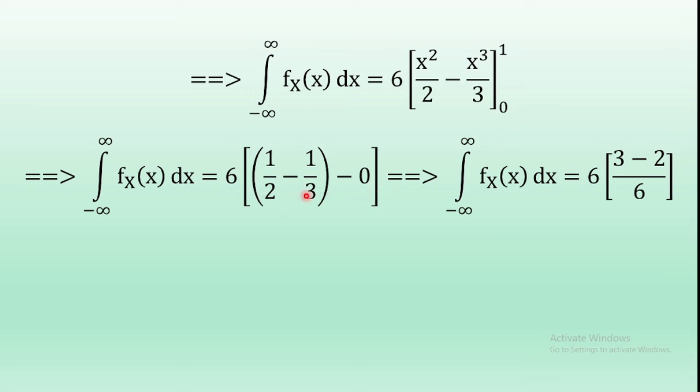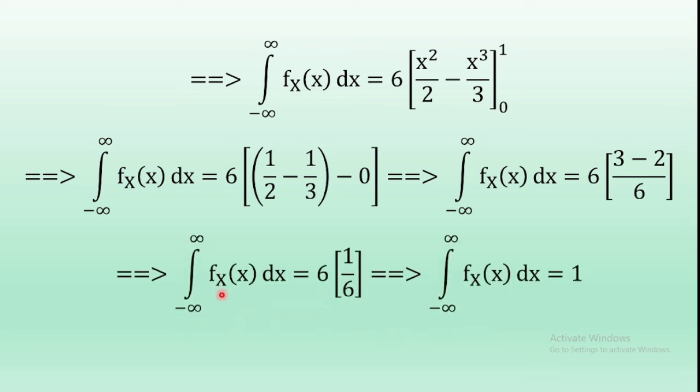And here take the LCM. 6 is the LCM, 3 minus 2 by 6. 2 into 3 is 6. So therefore, the integral from minus infinity to infinity of fx of x dx is equal to 1. Now here the condition is satisfied. That is, the area under the probability density function is equal to 1. Hence, the given probability density function is a valid density function.